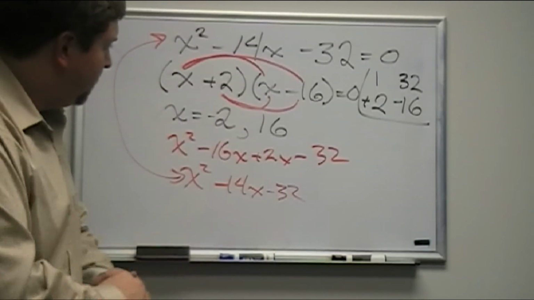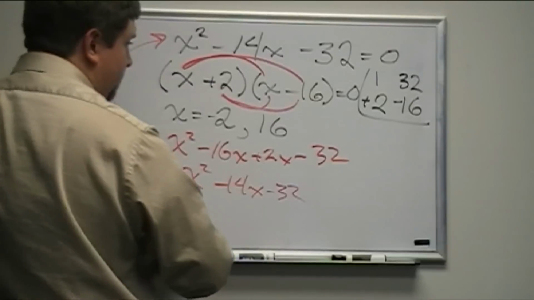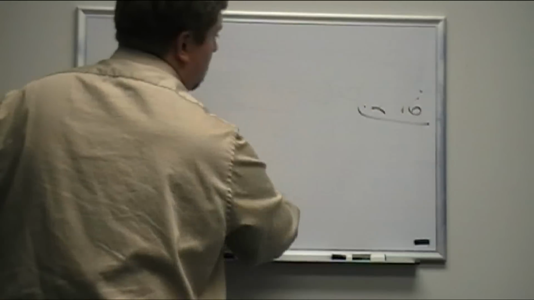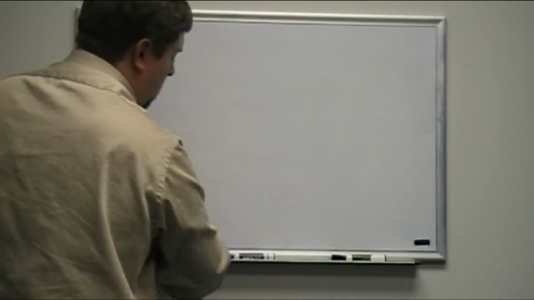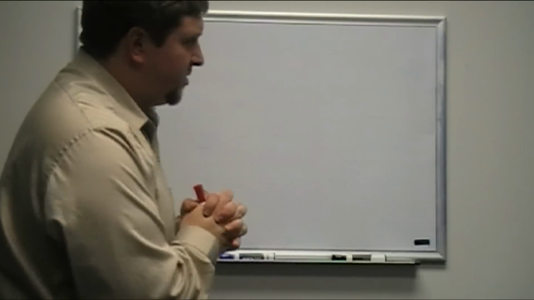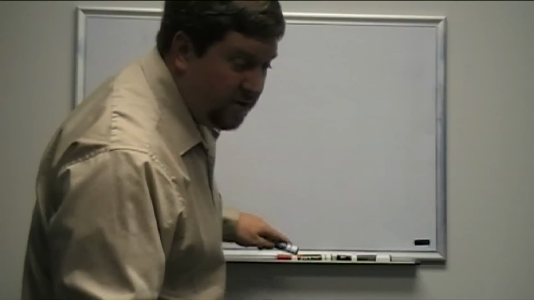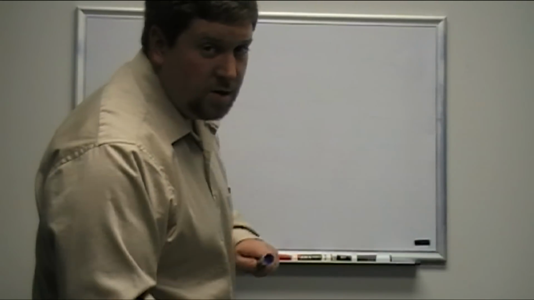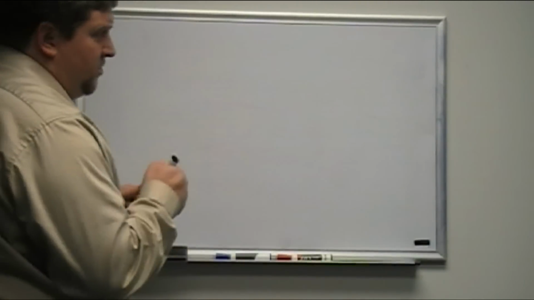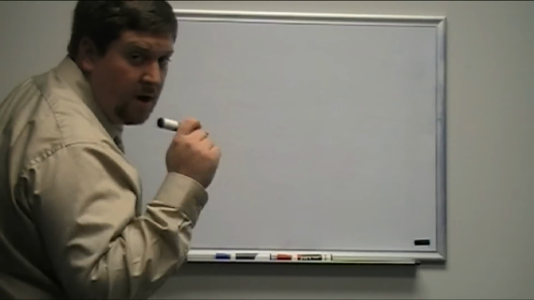Alrighty. Let's move on to something a little harder. Okay, so now we're going to use what's called the window method. Now this works for factoring everything. If it can be factored, you can use the window method. So, when we want to use this is when we have a coefficient on the leading term other than 1.